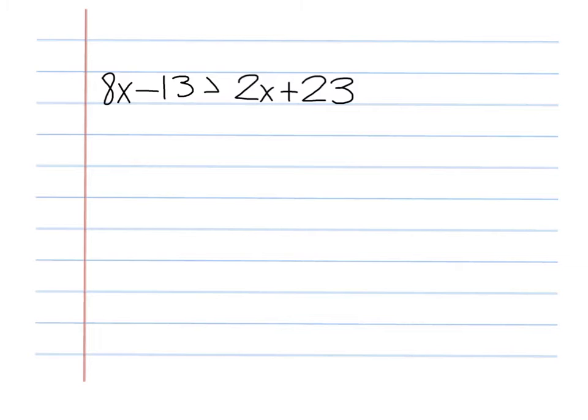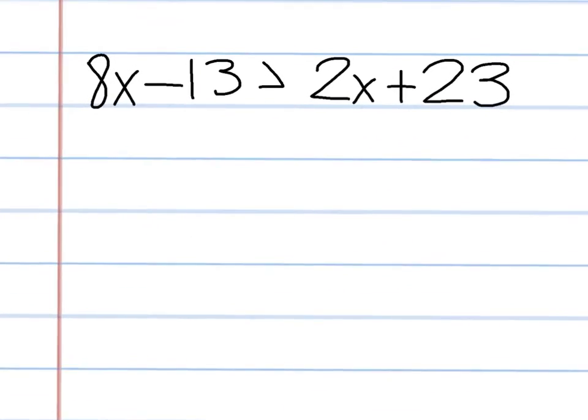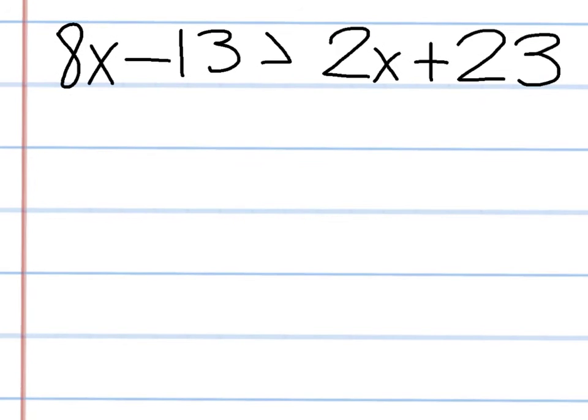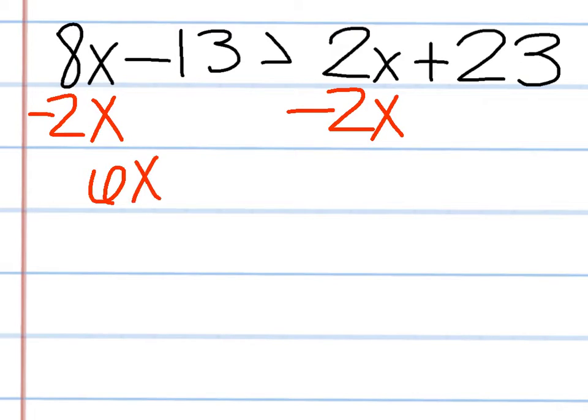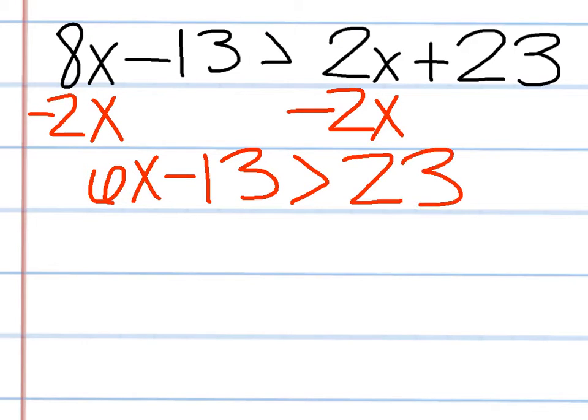Okay, for example 2, remember we want our variables on the same side, so we're just going to treat our inequality like an equal sign for now. We have 8x minus 13 is greater than 2x plus 23. What's our first step? Move 2x over. Alright, we're going to move one of our x's. Let's just go ahead and move our 2x. That way it'll stay positive. When we subtract 2x from both sides, we'll have 6x minus 13 is greater than 23.